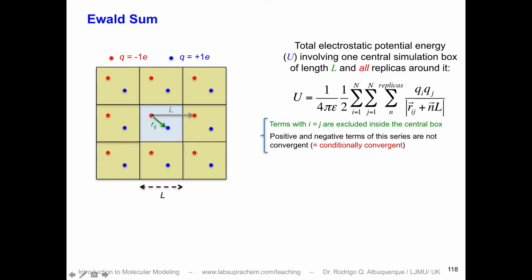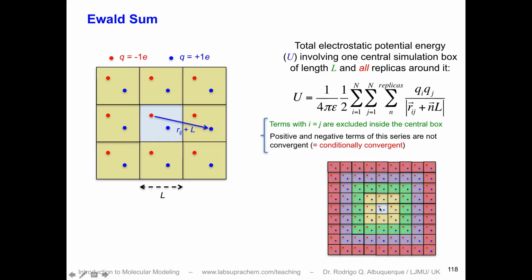And now if I sum this vector with this, I'm getting the vector from the red particle to the blue one of the next box. You see, to compute the interaction between this negative charge located at the central box and the positive charge located at one of the replicas, the distance between these two can be given by the module of this sum of these two vectors here.